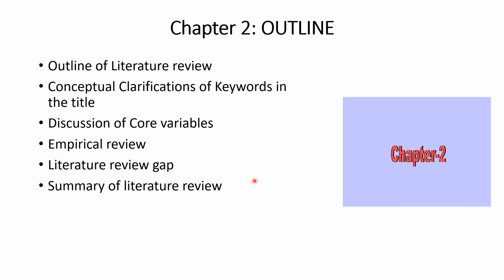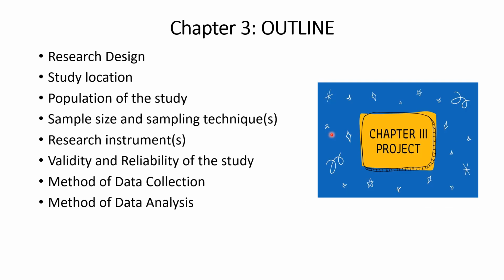Then the last thing here is your summary of literature review. You want to summarize what you have been able to review from year to year so far. So these are the outline of your chapter 2. Then lastly, for this presentation is the outline of your chapter 3.